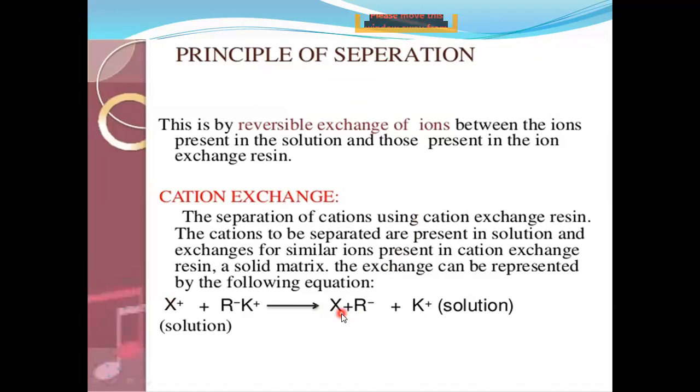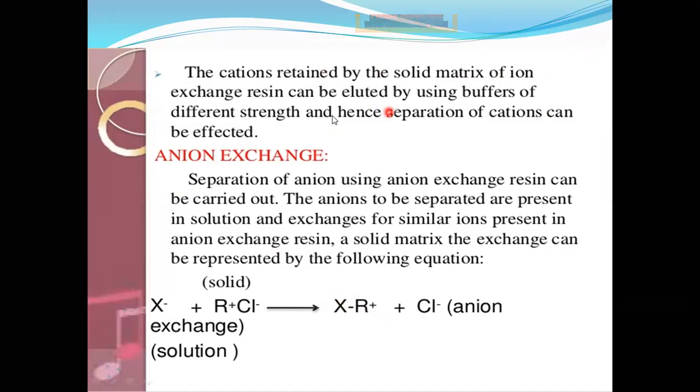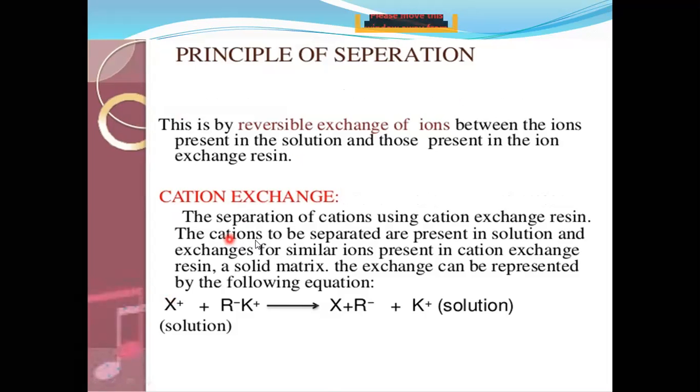What is retained on the solid matrix will again be exchanged, or it can be eluted or removed by using a buffer solution of different strength, and hence the separation of cations can be effective. So here, see, in the first step the exchange takes place, and again a reversible exchange takes place when we introduce an eluent or mobile phase.